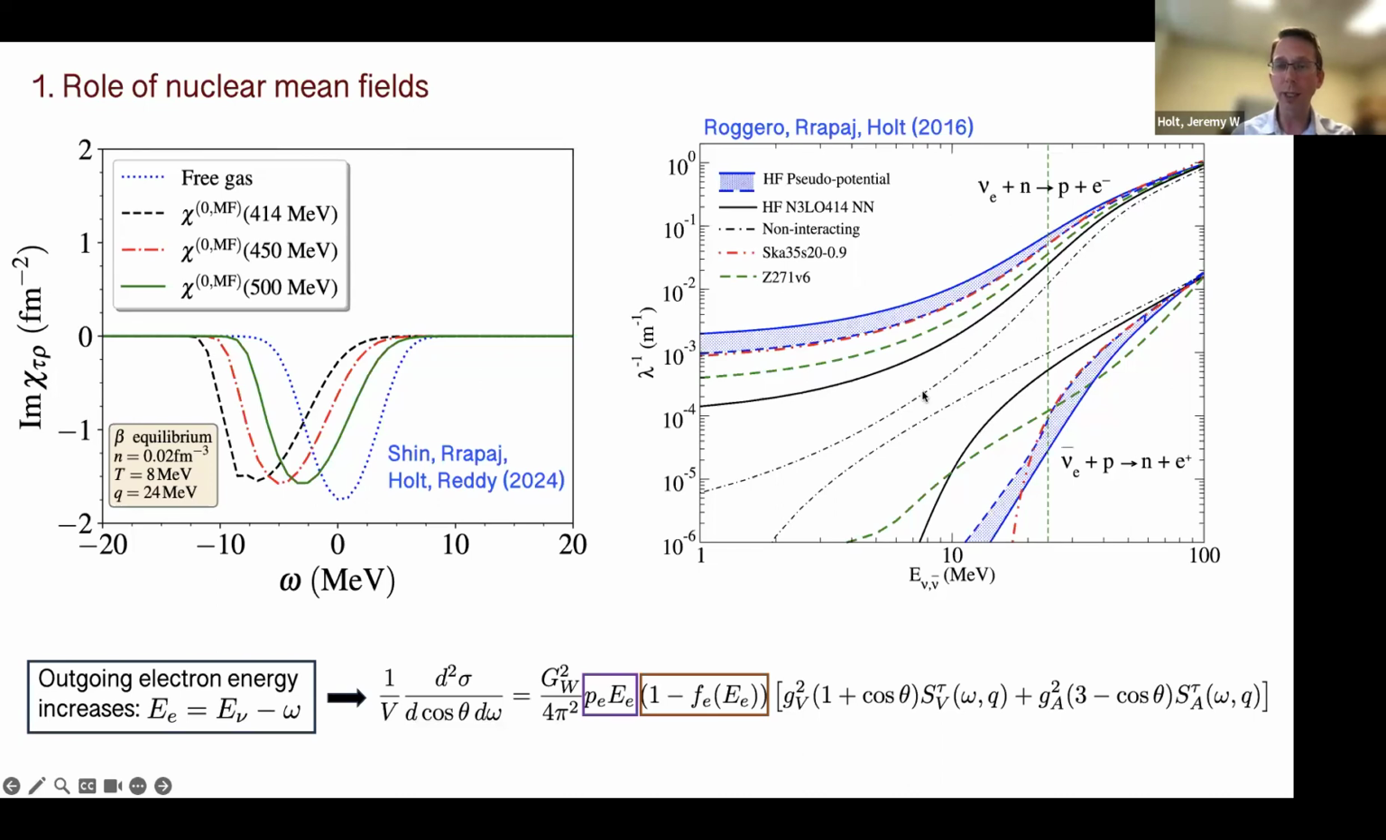Okay, so without including any kind of nuclear correlations, we would have these dashed dotted lines for the inverse mean free path as a function of the neutrino energy. And generically, we see that mean fields are causing an increase in the cross sections and hence a decrease in the mean free path.